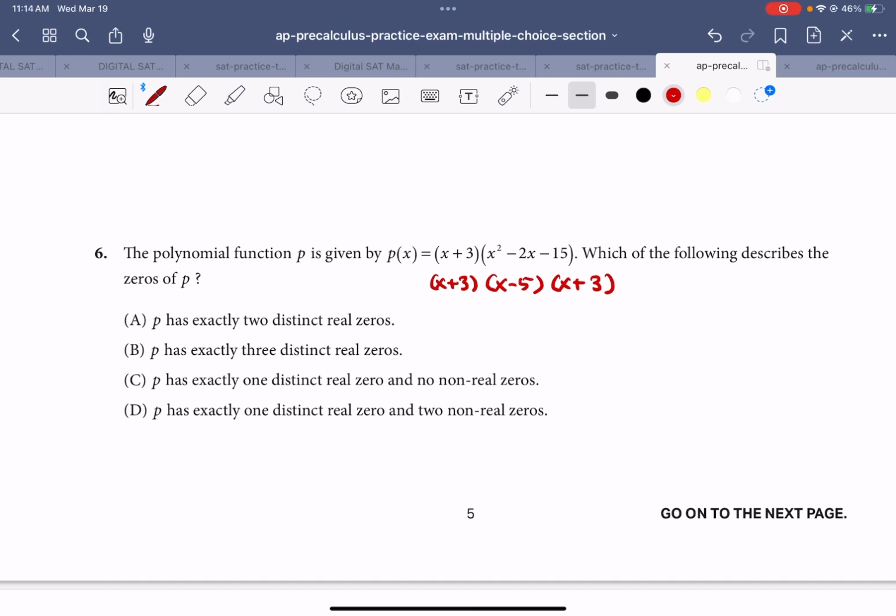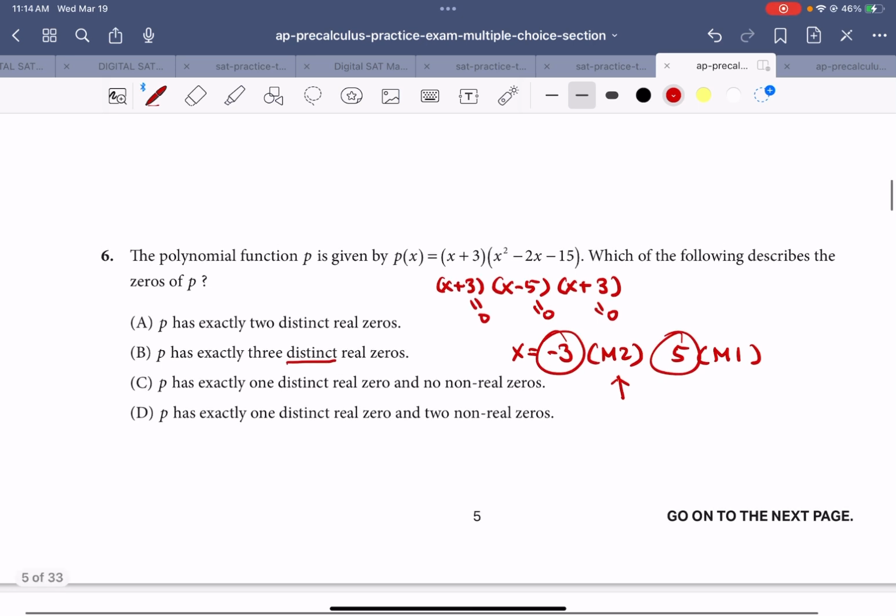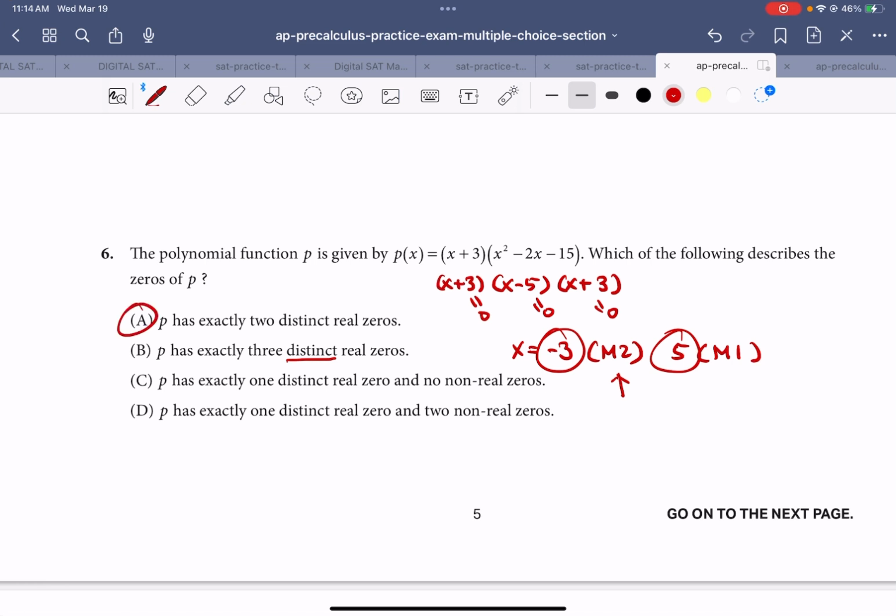Yeah, okay. So when you talk about zeros, set each factor equal to 0, right? Let's solve for x. So I know x is negative 3. That's multiplicity 2, a double root. And also x equals 5. That's multiplicity 1. So you can say those are two distinct roots, which are real zeros. So don't count this one as 2, because it's 3 distinct, right? Distinct means different. So you have only two different answers. So the answer is A. Okay.